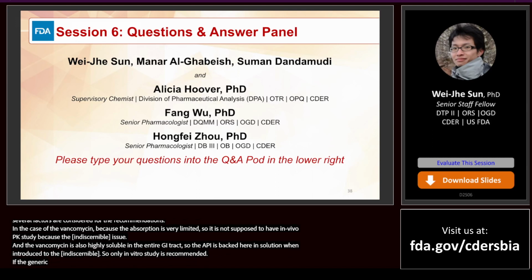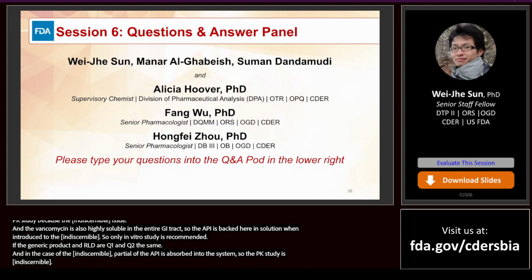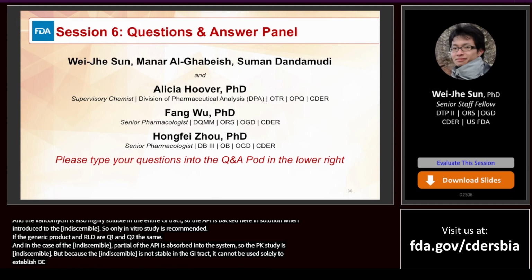And in the case of the fidaxomicin, partial of the API is absorbed into the systemic circulation. So the PK study is feasible. But because the fidaxomicin is not stable in the GI tract, the PK cannot be used solely to establish BE. In addition, the solubility of the fidaxomicin is not that high in the entire GI tract. So it needs both dissolution and PK studies to establish BE when it is Q1 and Q2 the same.